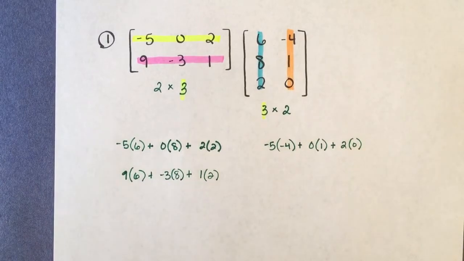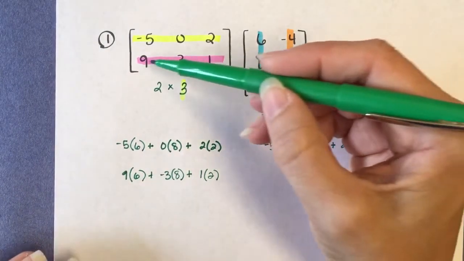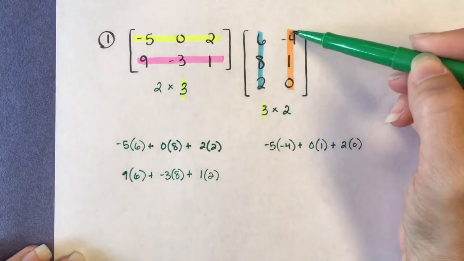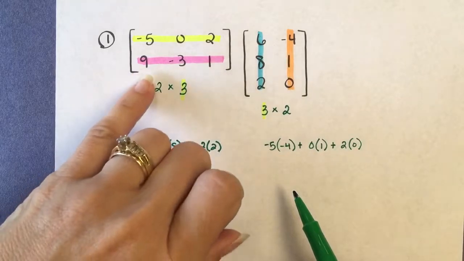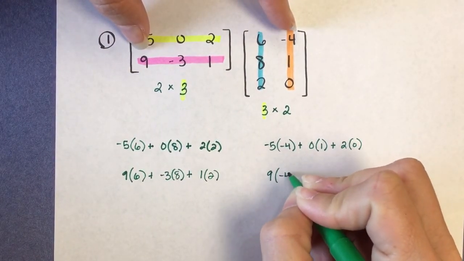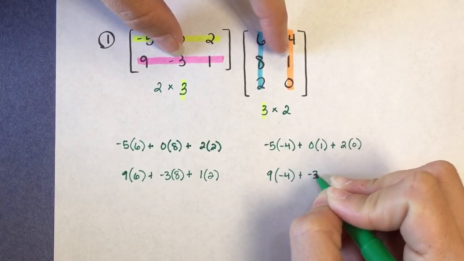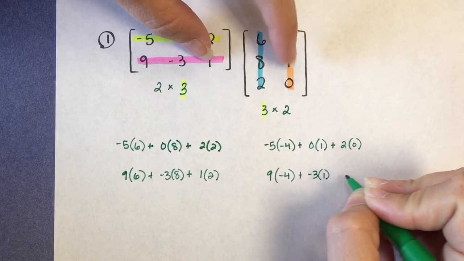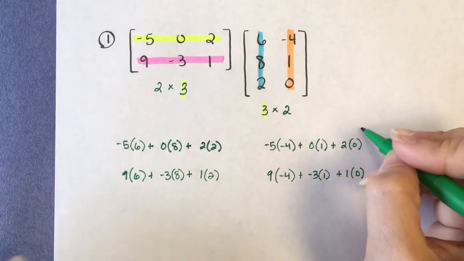Okay? So now I've got to move over to this last column. So still the pink, but this time with the orange. And that's going to go here. Okay, so I've got the 9 times the negative 4 plus negative 3 times 1 plus 1 times 0.